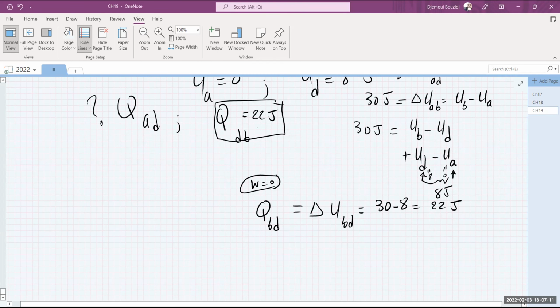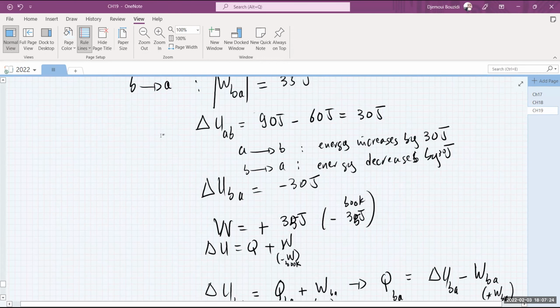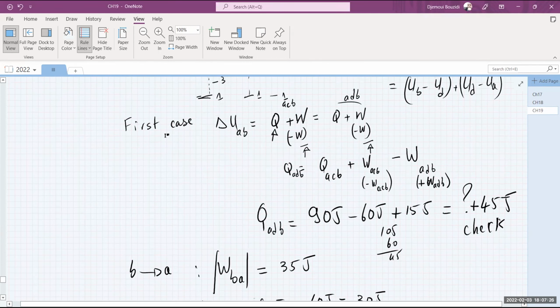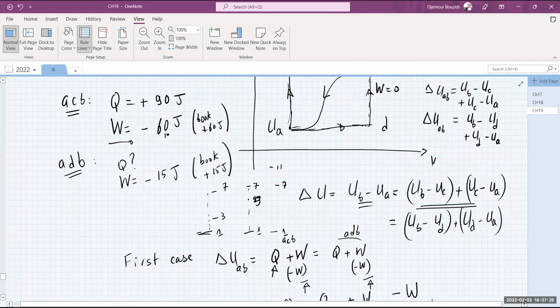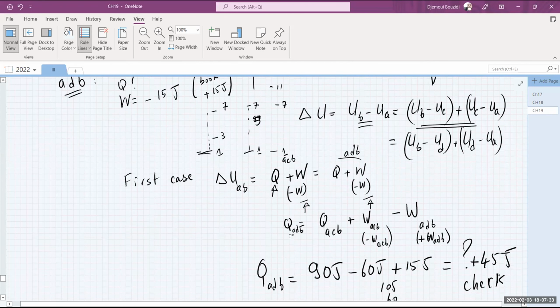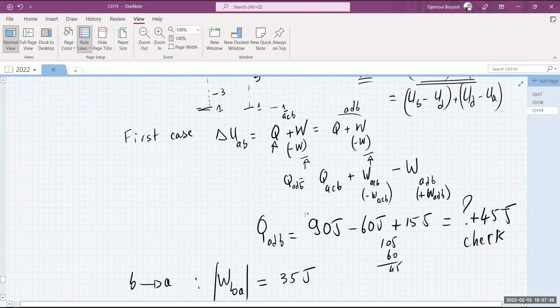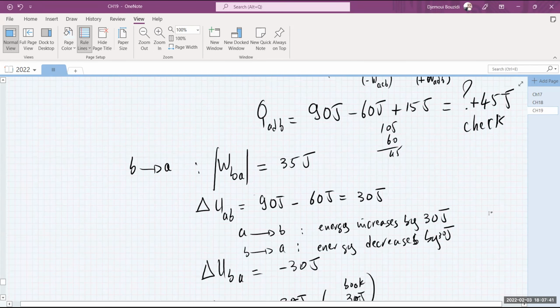So we have answered this part of the process. We know how much heat is in that section. It's 22 joules. It's a matter of finding the other heat now. It's a matter of finding QAD. Remember the first question, to find the overall heat from ADB on that process itself, going from A to D to B, okay? And that we found to be 45 joules.